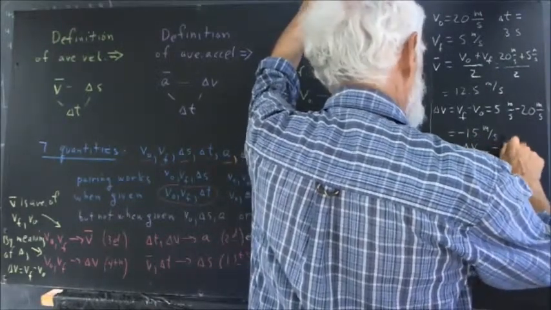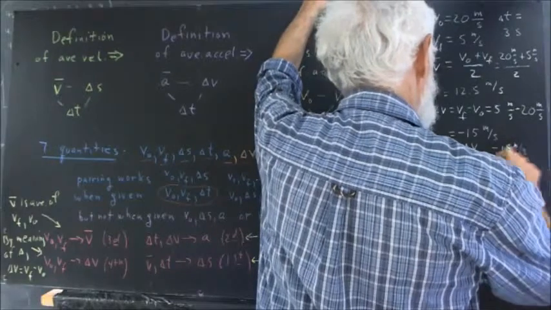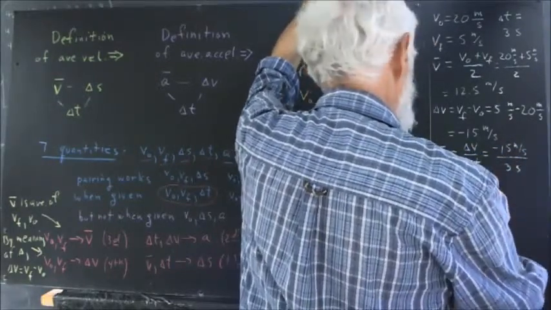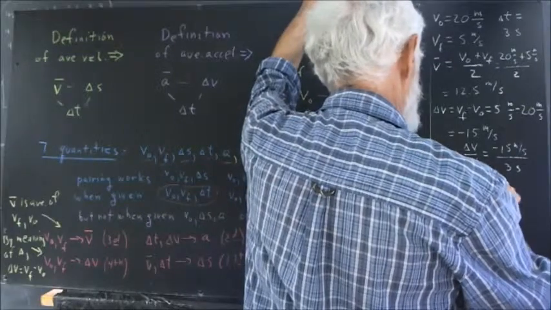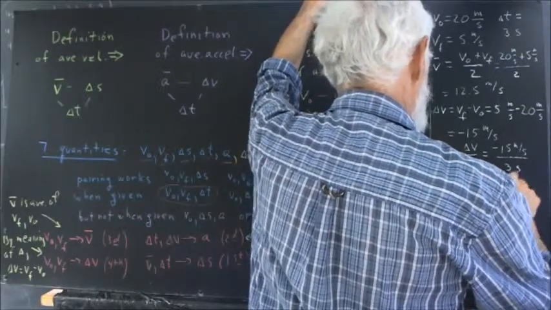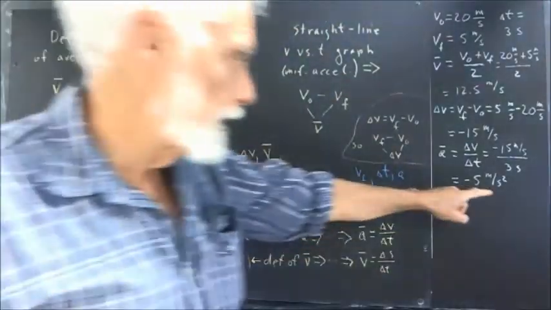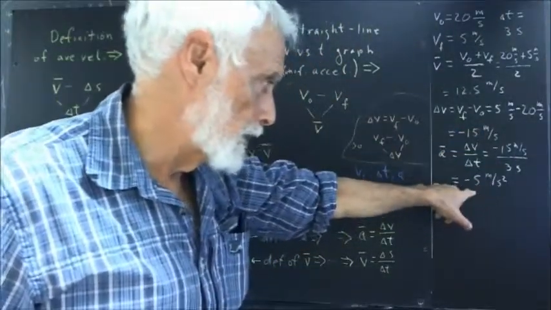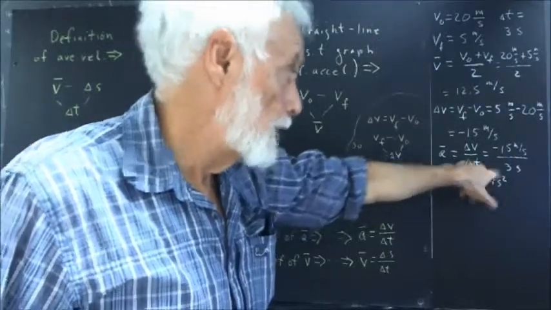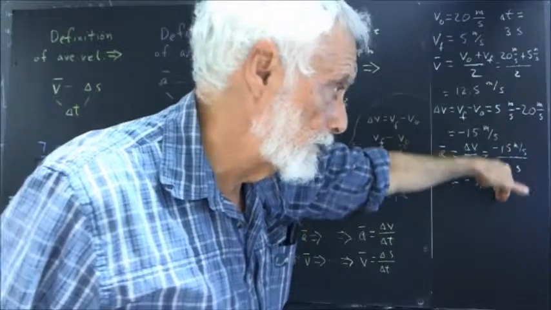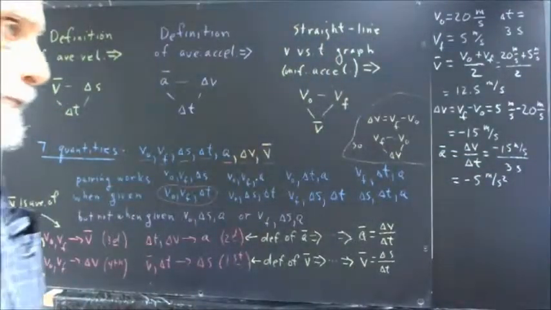And that equals negative 15 meters per second over 3 seconds. I'm not going to explain the units here, because this is something everybody needs to be working on, and we've talked plenty about it now, so I don't want to divert ourselves. But that becomes 3 into negative 15 is negative 5. Meters per second divided by seconds is meters per second squared.